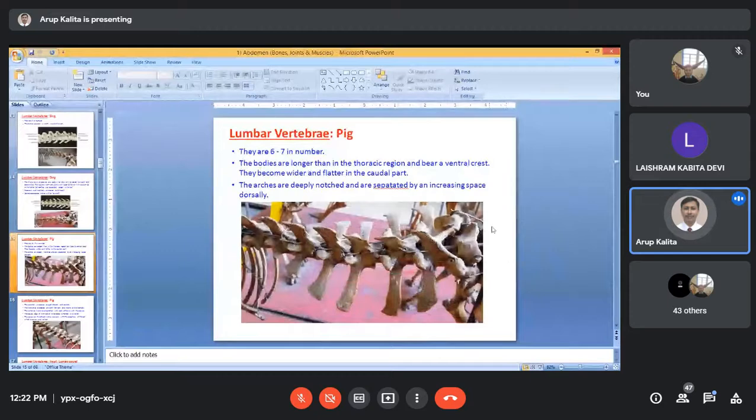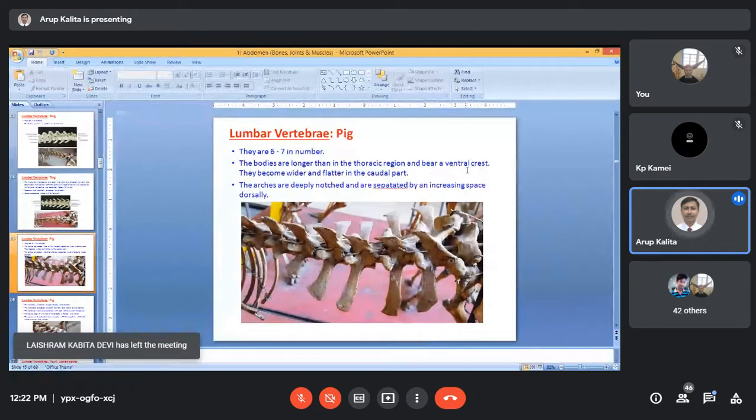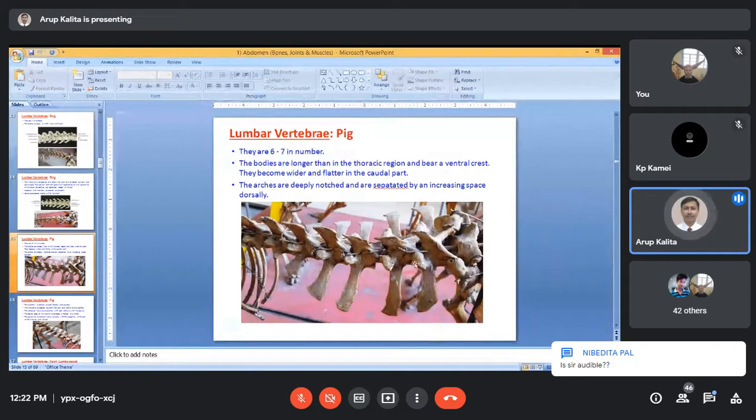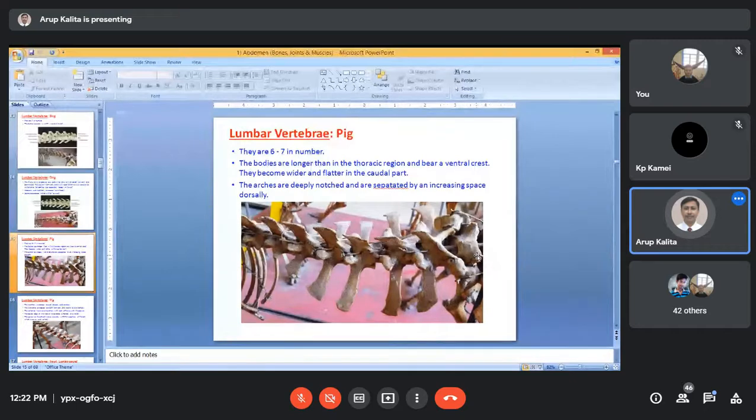Now coming to the pig, they are 6 to 7 in number. The bodies are longer than the thoracic region, and bear a ventral crest. That means the ventral spinous process is present or developed. The arches are deeply notched and are separated by an increased space dorsally. Arches means this arch here, which is deeply notched. That means the notch is quite larger as compared to the dog.